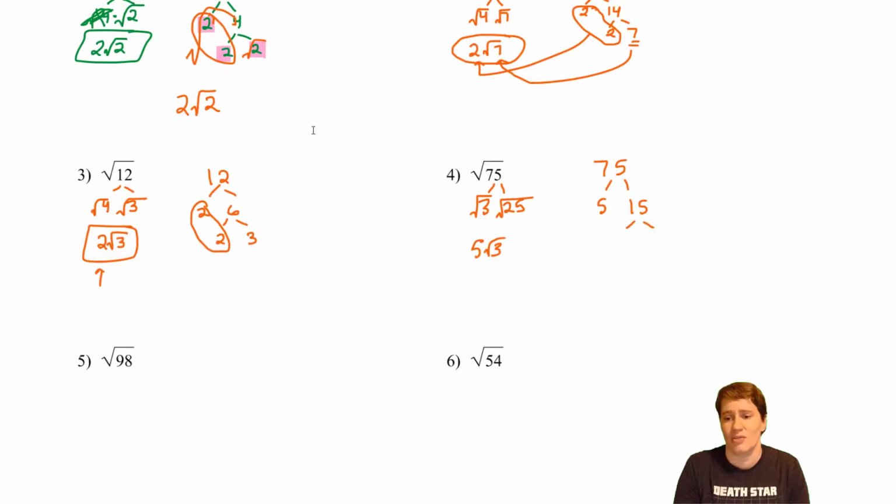So 75 is 5 and 15, 15 is 5 and 3. So basically, if you split it up and you're trying to find perfect squares and you don't, we'll just keep splitting it up and then look for pairs of numbers. So here I've got a pair of 5s, which is going to make a 5 outside. Then I've got this 3 left over, which is going to put the 3 on the inside.